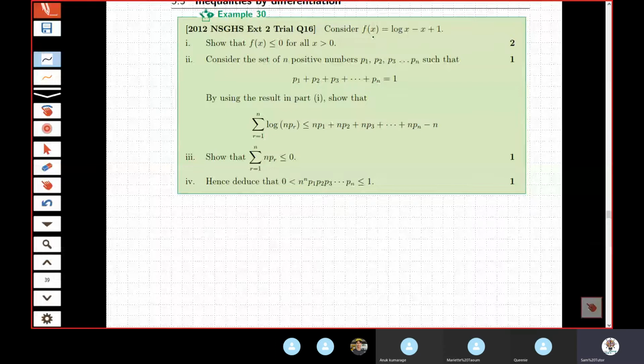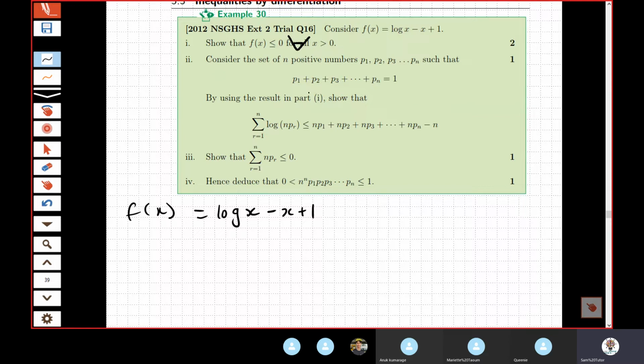So let's look at this. Consider f of x. That's nice of them, they've already made it a little bit easier. They've already told you what f of x is: log x minus x plus 1. Pretty much show that f of x is less than or equal to 0 for all x greater than 0. The symbol they're starting to use this year is that, for all. Okay, keep that in mind. We're trying to prove f of x is less than or equal to 0.